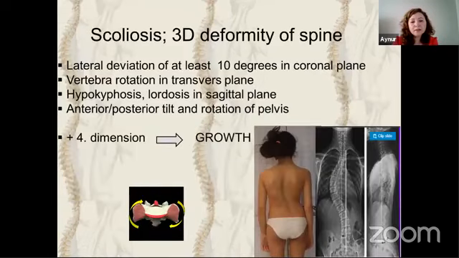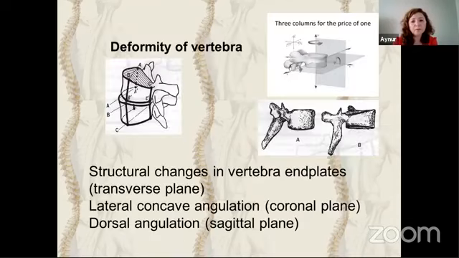Scoliosis is a three-dimensional deformity of the spine. In the coronal plane, we see lateral deviation of at least 10 degrees. In the transverse plane, we see vertebral rotation. In the sagittal plane, we see hypokyphosis and lordosis, anterior and posterior tilt and rotation of the pelvis. As we update our knowledge in scoliosis, now they have added the fourth dimension. The fourth dimension is the growth period of the patient.